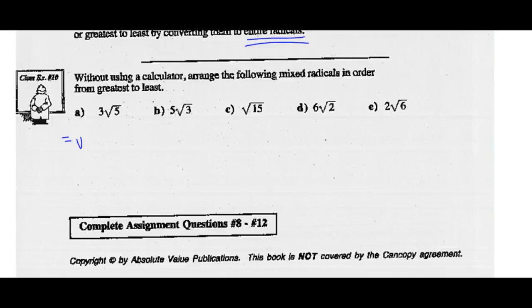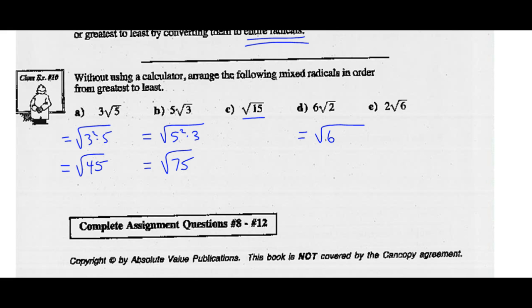So 3 radical 5 can be written as the square root of 3 squared times 5. So 3 squared is 9 times 5, so this would be radical 45. Part B can be written as the square root of 5 squared times 3. 5 squared is 25. 25 times 3 is 75. Part C is already radical 15. D could be written as the square root of 6 squared times 2. 6 squared is 36. 36 times 2 is 72. And E could be written as the square root of 2 squared times 6. 2 squared is 4. 4 times 6 is 24.